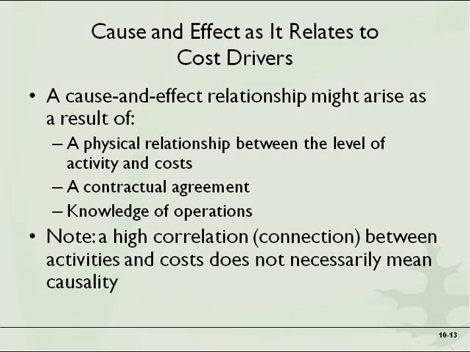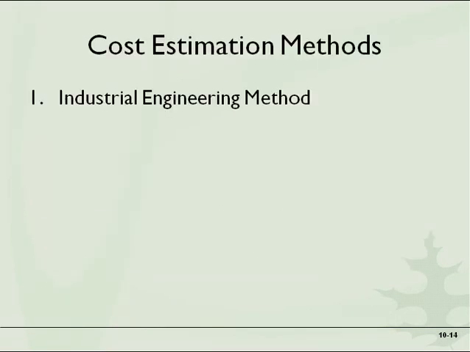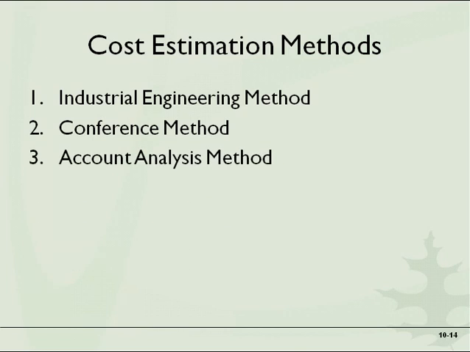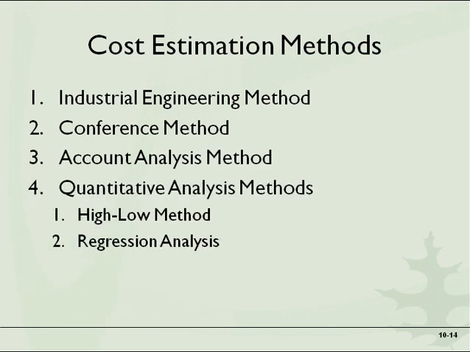Now, a high correlation between activity and cost doesn't necessarily mean that there's causality, so that's just something to keep in mind. Let's talk about different methods of estimating cost. There's the industrial engineering method, the conference method, an account analysis method, quantitative analysis method, and a simple approach is the high-low method. A more advanced approach is the regression analysis.